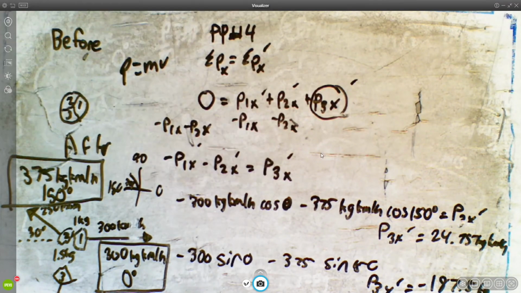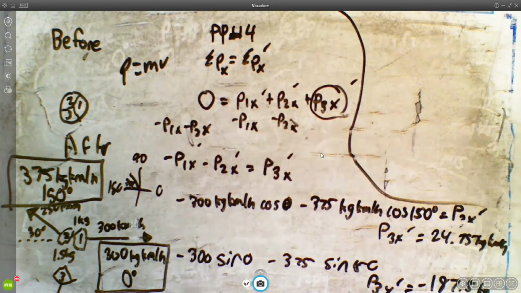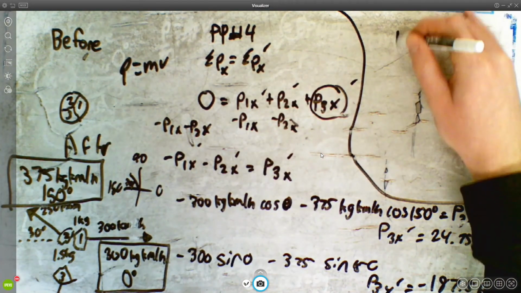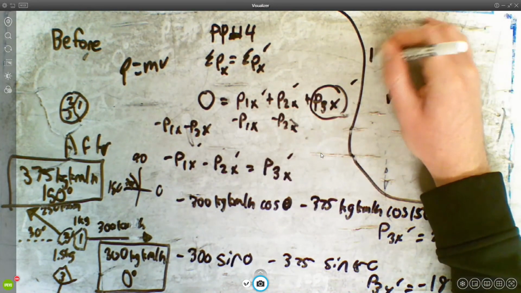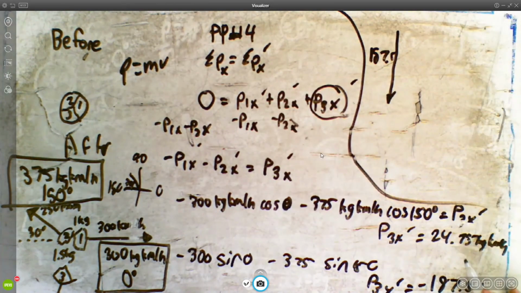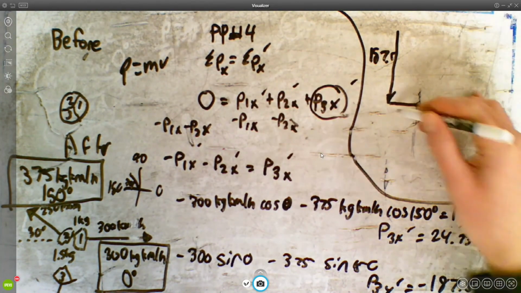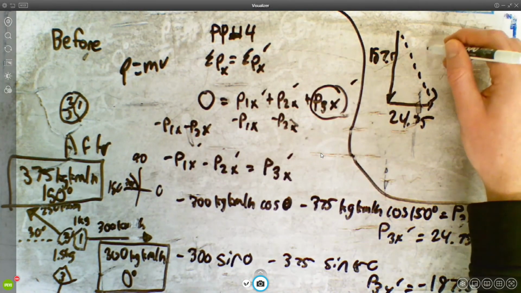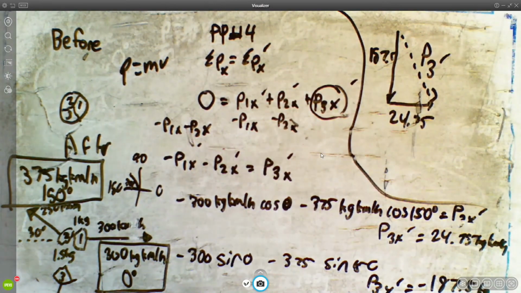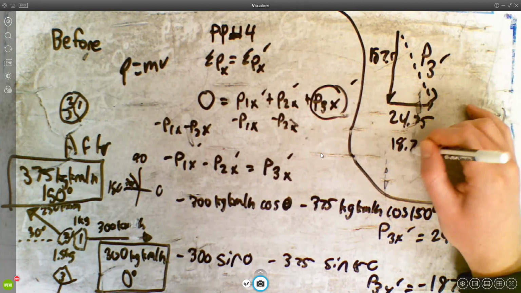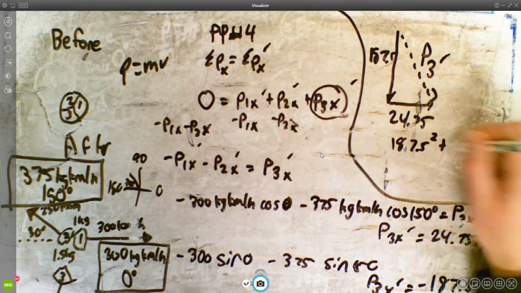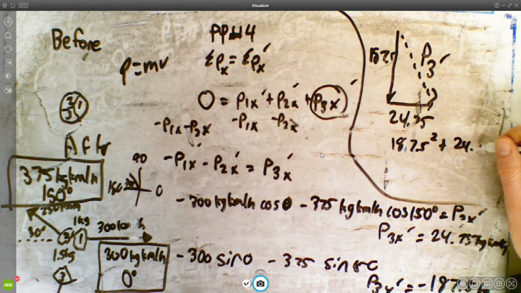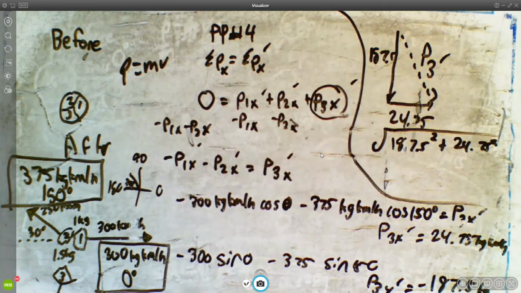Okay, so what I'm going to do is finish it up like we did before. I'm going to do it up here, and I'm going to draw our triangle. So the x is 24.75. Oh, sorry, the y is 187.5. And then the x is 24.75. So I'll just do that a little bit smaller. And then this right here is our total y, or a total 3. So I've got to go 187.5 squared plus 24.75 squared, and I square root it, so I Pythagoras it, pop that open into my calculator.